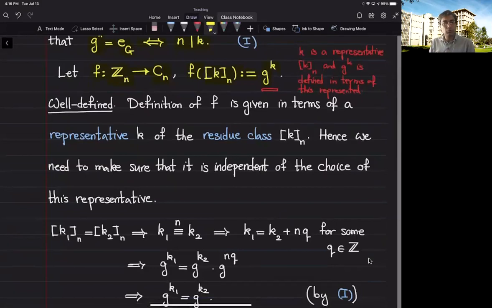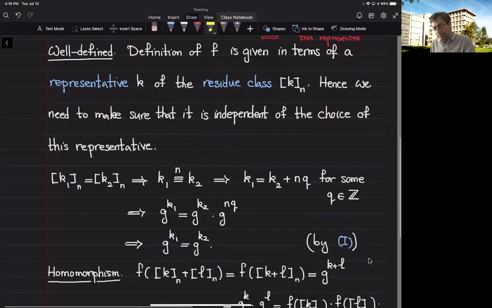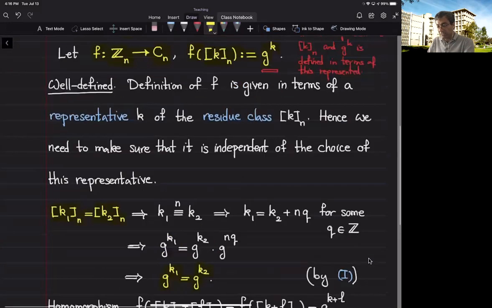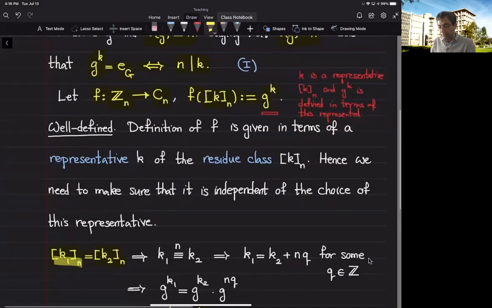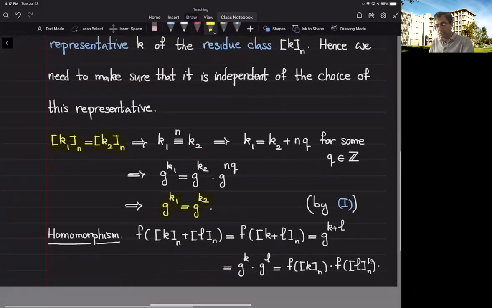Now let's make it into mathematical formulation. I pick two representatives, k1 and k2. That means I'm assuming the equivalence class of k1 modulo n is the same as the equivalence class of k2 modulo n. And I need to argue why g to power k1 is the same as g to power k2. Otherwise, this function doesn't make sense, because if these are the same elements, the function is supposed to give me the same output. So I need to argue why I'm getting the same output. Okay, so that's my goal.